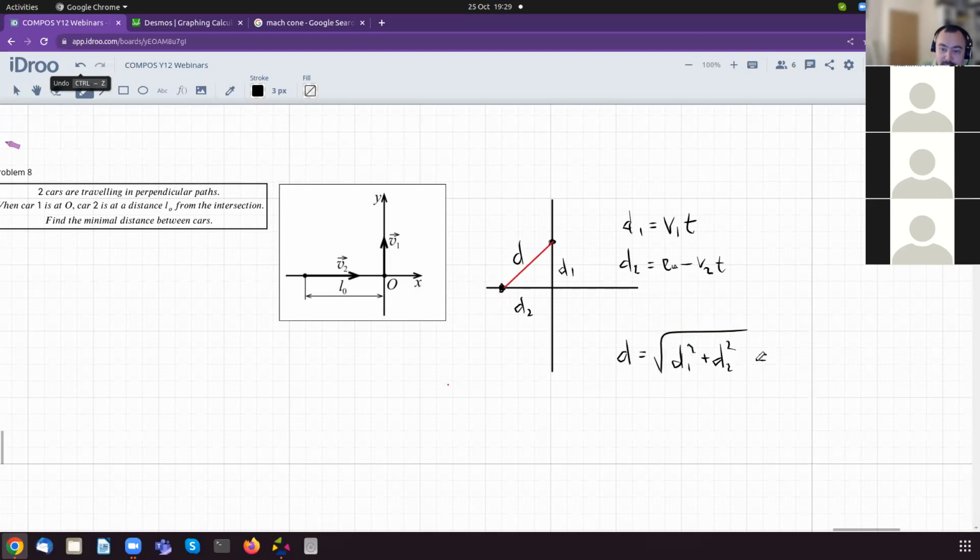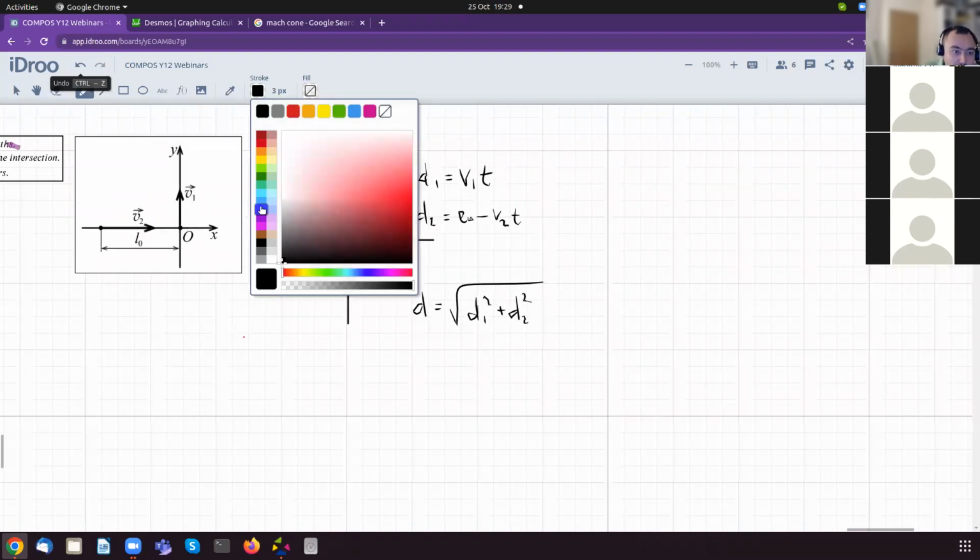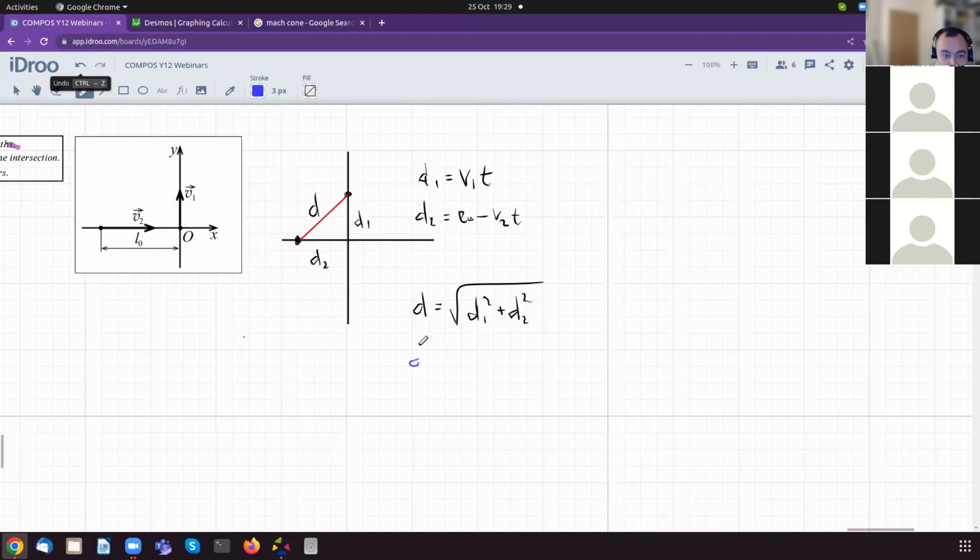I mean, if D is maximum, then D squared is maximum. So we can make our life easier working with D squared rather than working with D. D squared is D1 squared plus D2 squared.